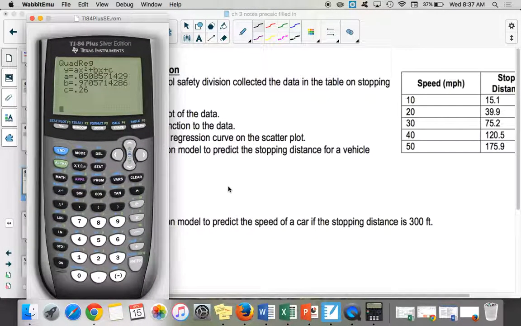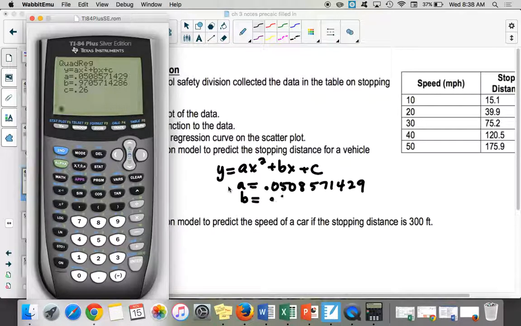So it says that we have y equals ax squared plus bx plus c. So it's telling me it's a quadratic equation. A is equal to 0.0508571429. Kind of annoying sometimes. And B is 0.97057142286. And then C is equal to 0.26.